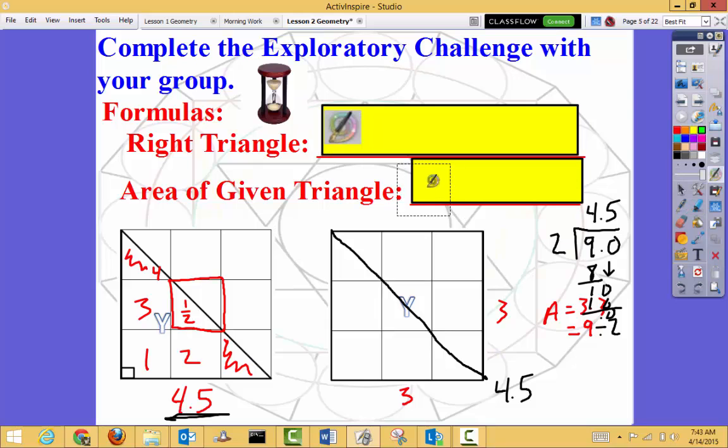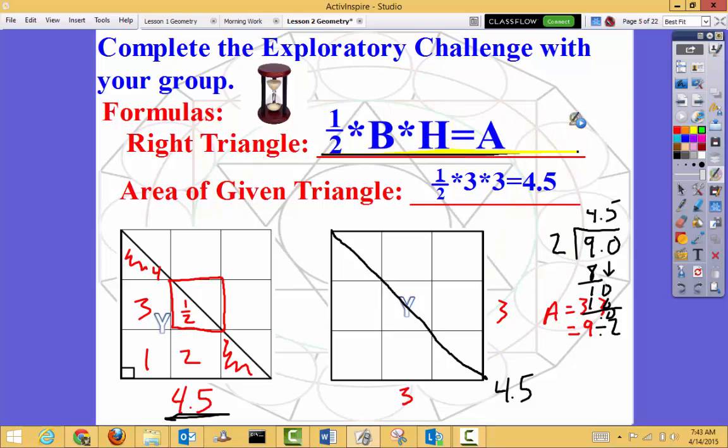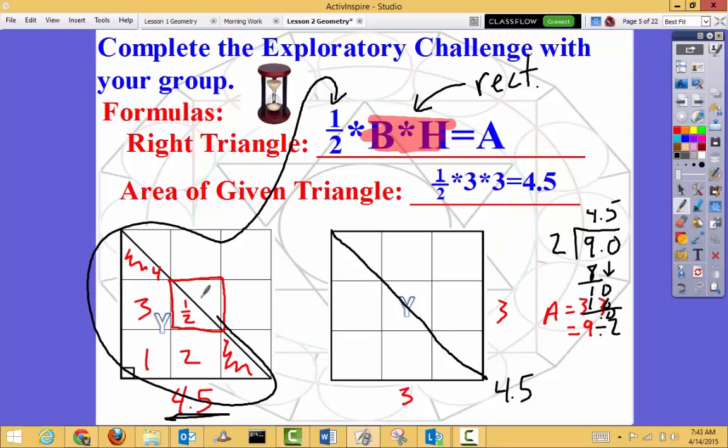So, my area of the given rectangle is 1/2 times 3 equals 4.5. And yeah, that matched what I guessed on this side. So the area for a right triangle is 1/2 base times height. Again, what does this base times height represent in this formula? Well, that is my area of the rectangle. In a triangle, I'm only taking half of it. So see right here, my triangle is only half of the whole entire rectangle or square.